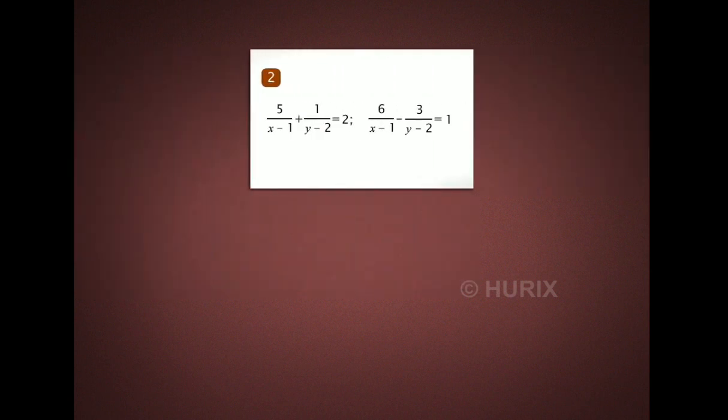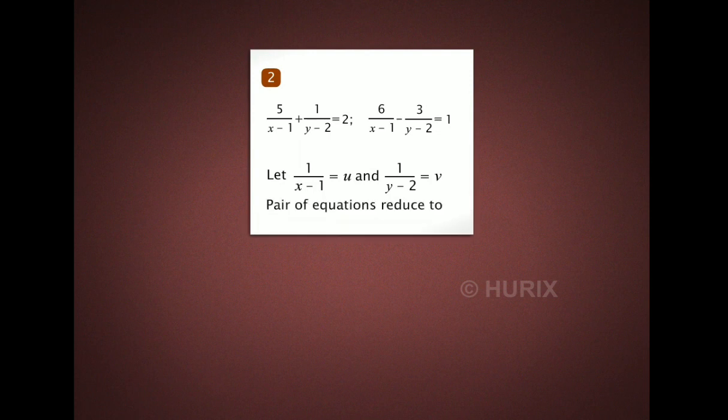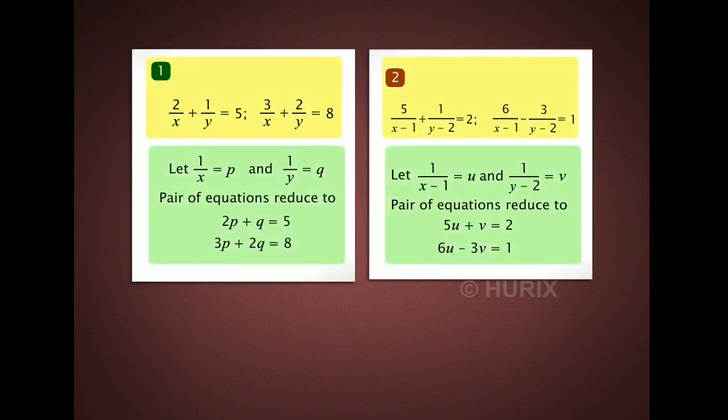Similarly, the second pair of equations can be reduced to linear form by considering 1 over x minus 1 to be equal to u and 1 over y minus 2 to be equal to v. Then, the pair of equations in variables u and v are 5u plus v equal to 2 and 6u minus 3v equal to 1. We can use any of the three algebraic methods, namely substitution, elimination, or cross multiplication to solve these pairs of equations.